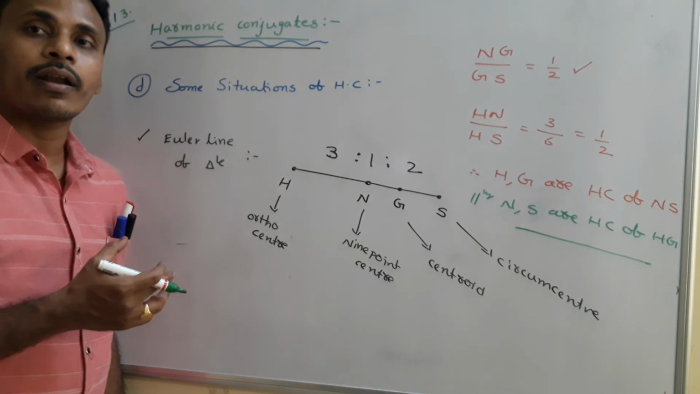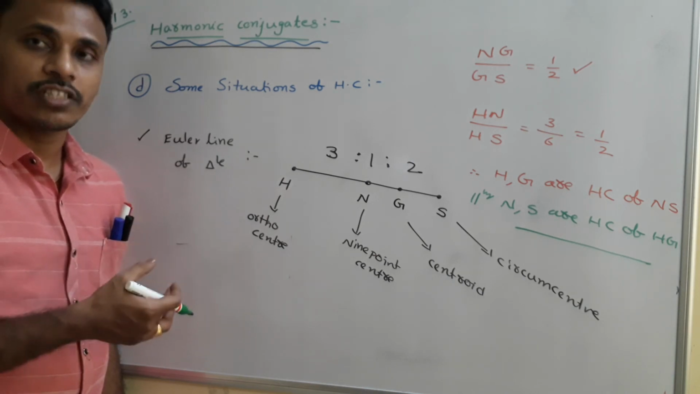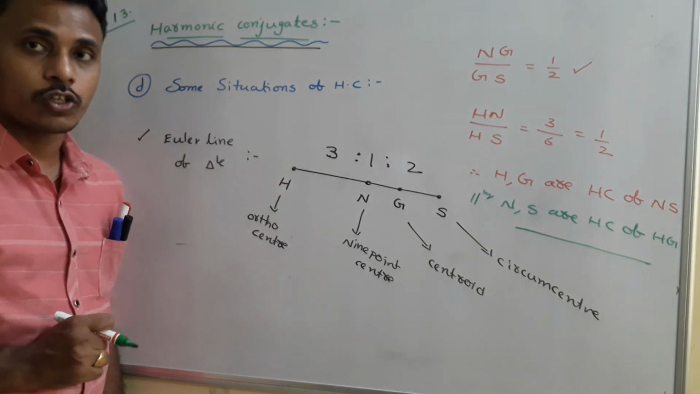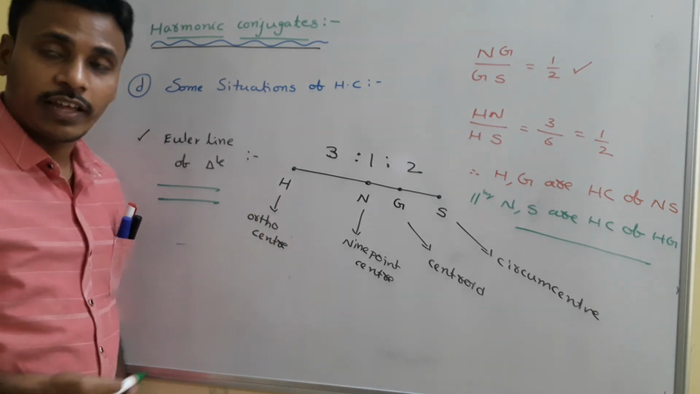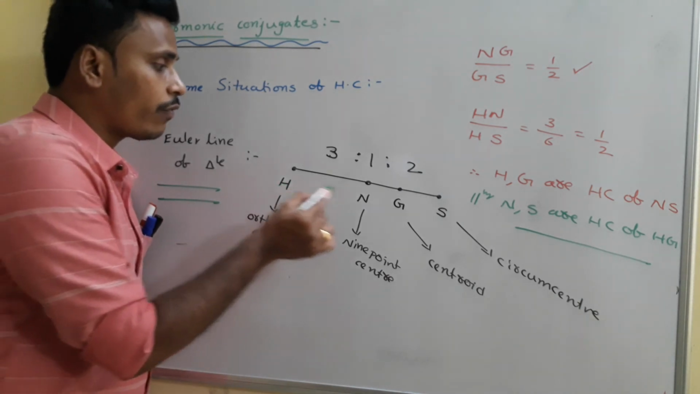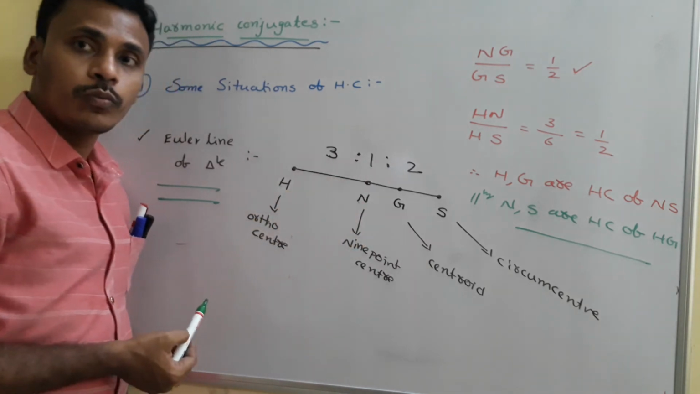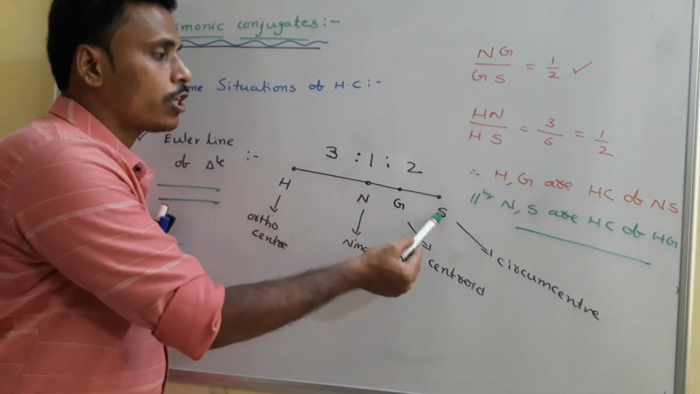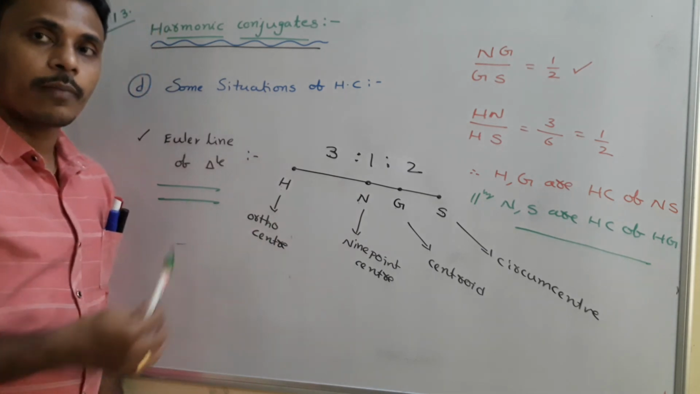Basically, coordinate geometry helps us to understand geometry easily. Then harmonic conjugates is one such idea where we are going to analyze the properties of triangles. This is the Euler line, which happens in every triangle, and on that line we have 4 centers, and the ratio between them is 3:1:2. Now you can identify that H and G are harmonic conjugates of NS, and N and S are harmonic conjugates of HG. Have a look.